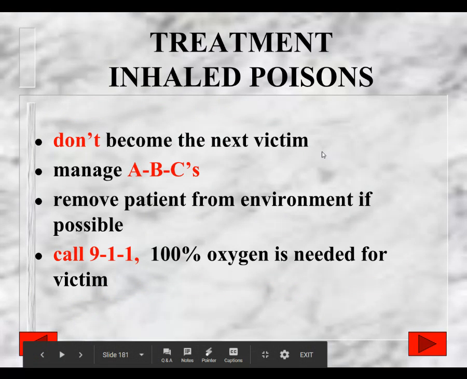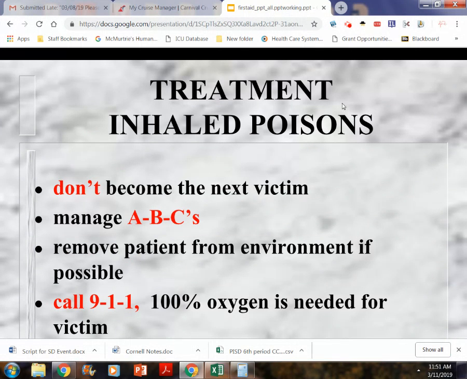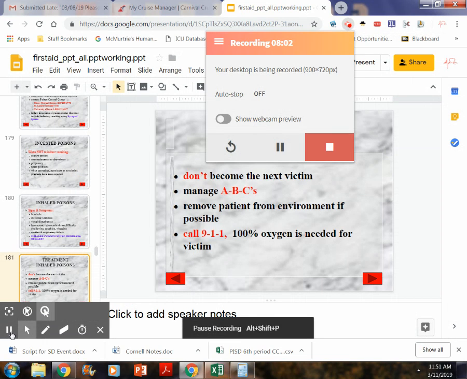What are we going to do? Once again, you have to protect yourself, or you can't help others. So we want to make sure we call 911. If we have oxygen available, we want to put them on 100% oxygen if it's possible. We want to get the patient out of the environment if we can do so safely, and manage that airway, breathing, circulation. If there is an inhaled poison, we do not treat that at all in the location where it's at.